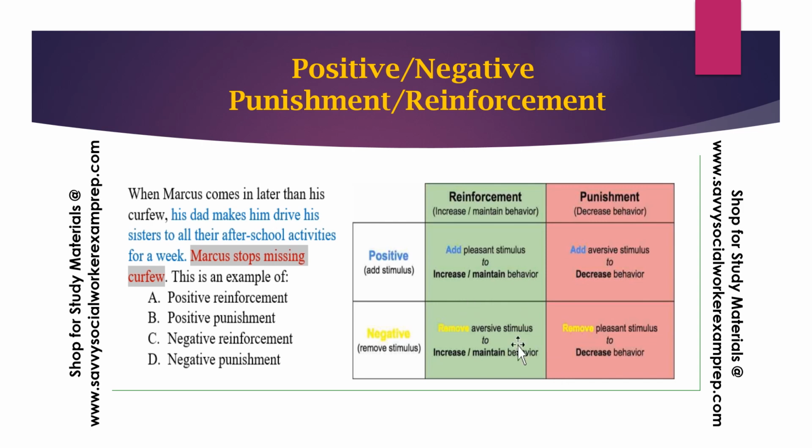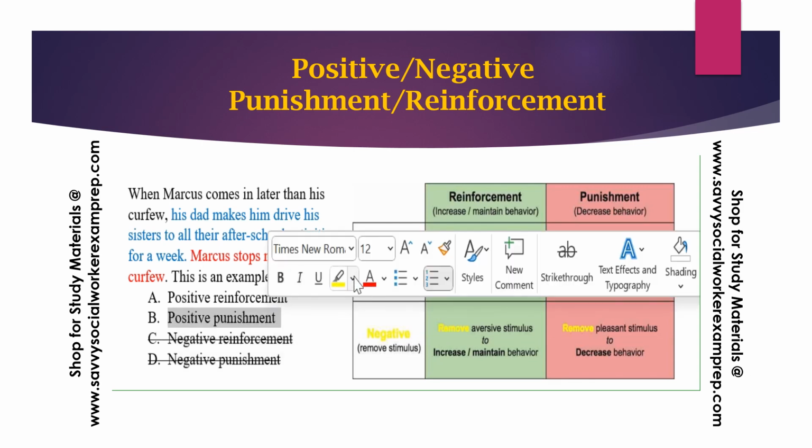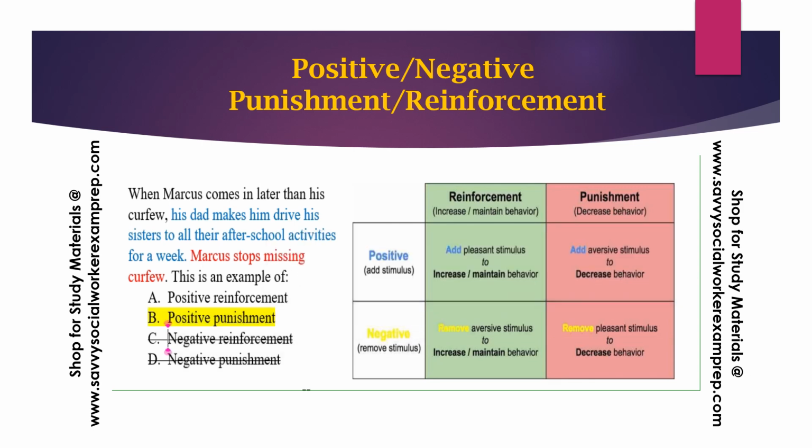Okay, so his dad added this unpleasant stimulus, and it decreased the issue at hand. So that means that's punishment. So we're going to do positive punishment. So we're going to eliminate the negatives, of course, and this is going to be positive punishment. And just remember that positive punishment decreases the behavior by adding an unpleasant consequence. So he added this activity of, now you've got to drive your sisters everywhere they've got to go. So he's probably imposing on Marcus's time and all of that. Marcus doesn't like that. So now Marcus is going to decrease his behavior and stop coming in late, stop missing curfew.